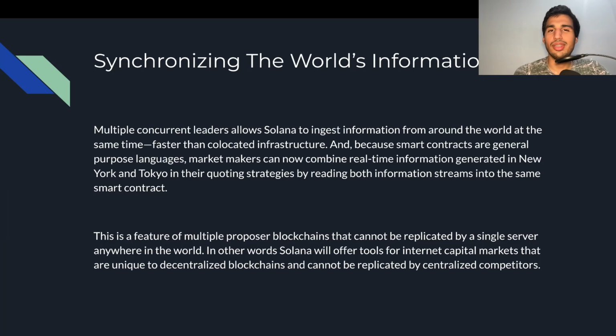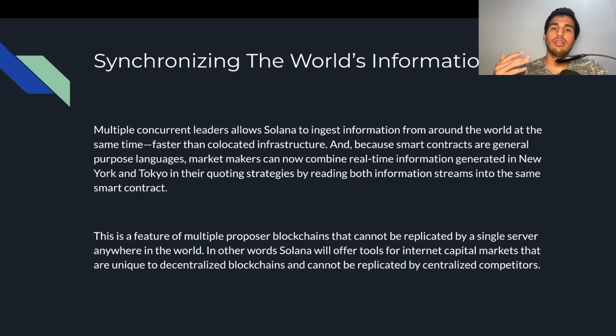And thank you so much if you stayed watching this long. But I think this kind of sums up everything. So, synchronizing the world's information. Multiple concurrent leaders allow Solana to ingest information from around the world at the same time, faster than collocated infrastructure. And because smart contracts are generally purpose language, market makers can now combine real-time information generated in New York and Tokyo in their quoting strategies by reading both information streams in the same smart contract. So this just literally shows, and it opens the world for new endless possibilities.